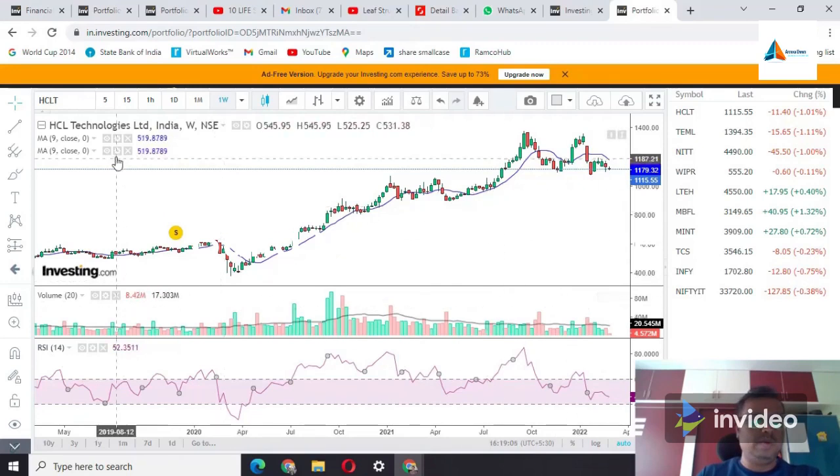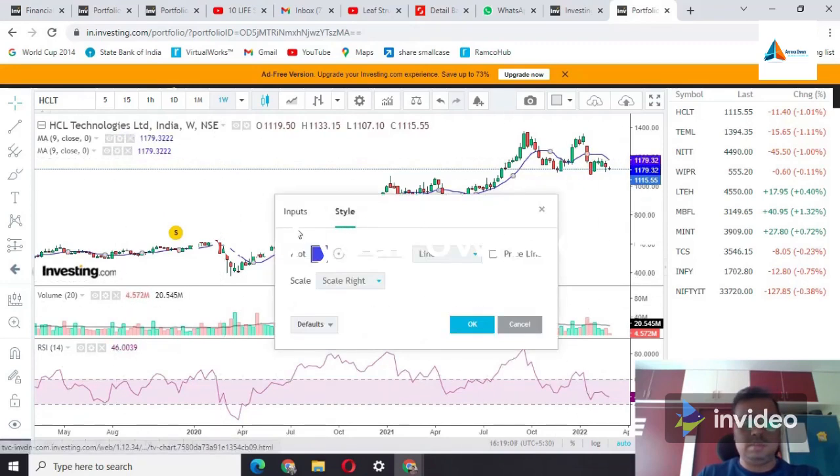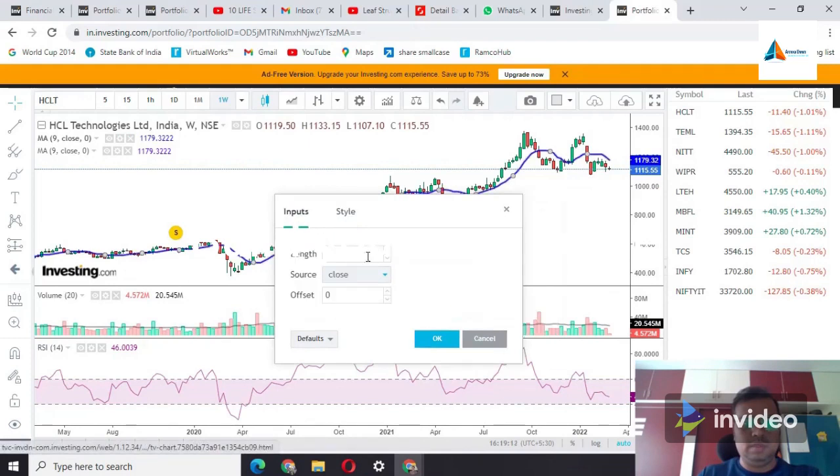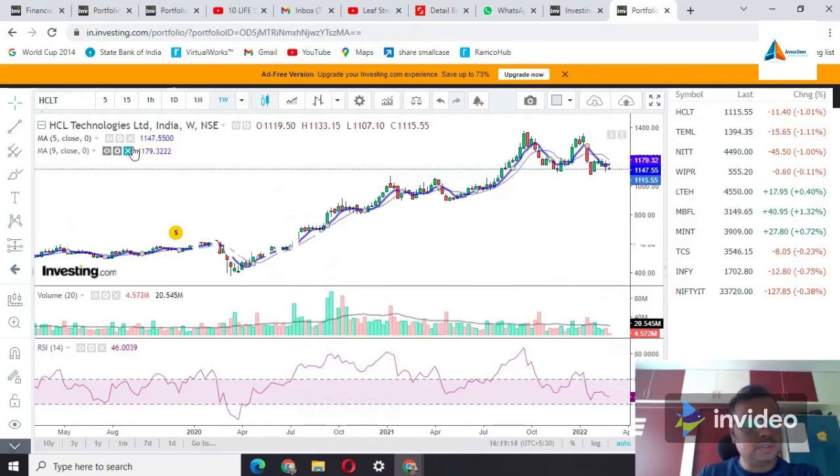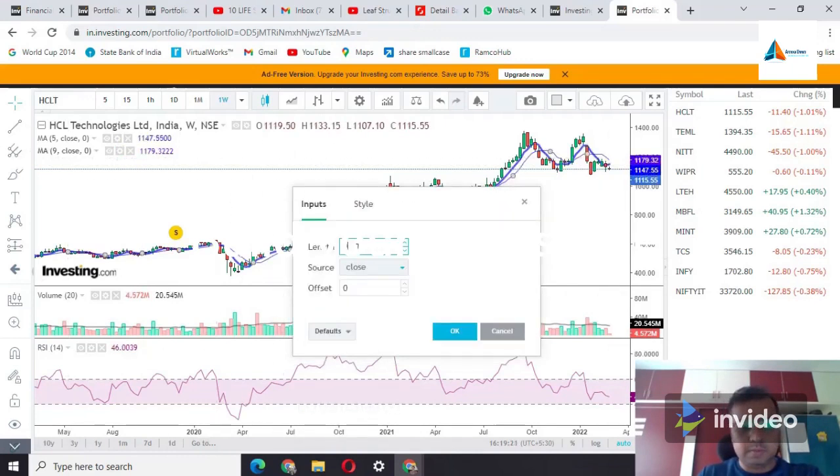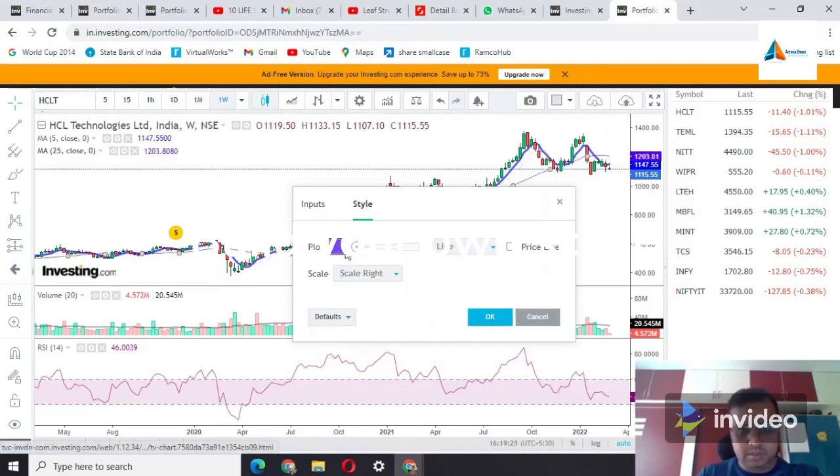And then in the moving average, just change this to green color. This should be a 5 days moving average. Sorry, and this should be a 25 days moving average. And change the color to red.